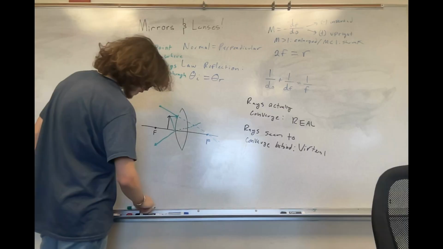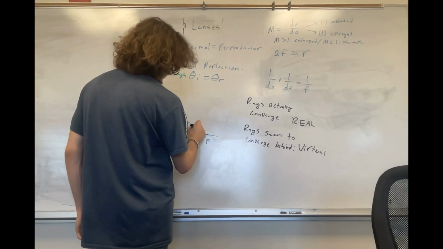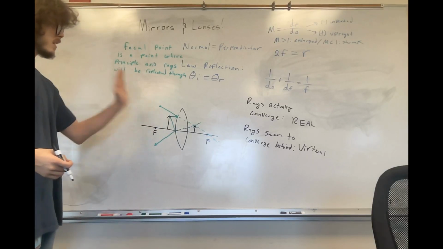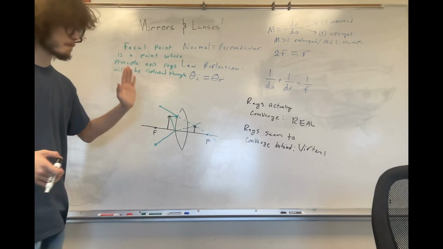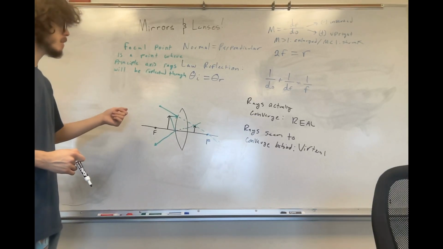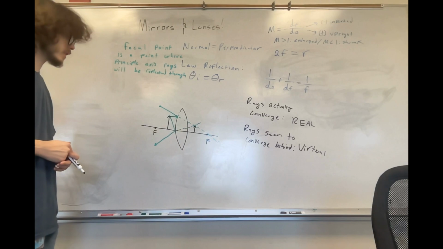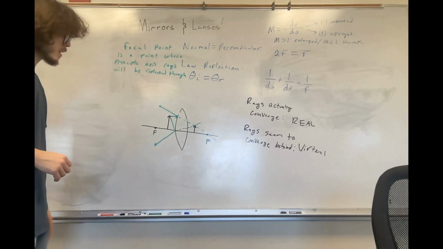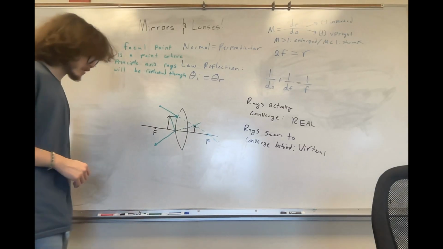And when we extrapolate backwards, we're going to get the same thing. My point with doing this is no matter where you are in this convex mirror, you're always going to get an upright image. It's always going to be virtual. So I just wanted to point that out to you guys. It's a very cool little phenomenon we get with these kind of mirrors.